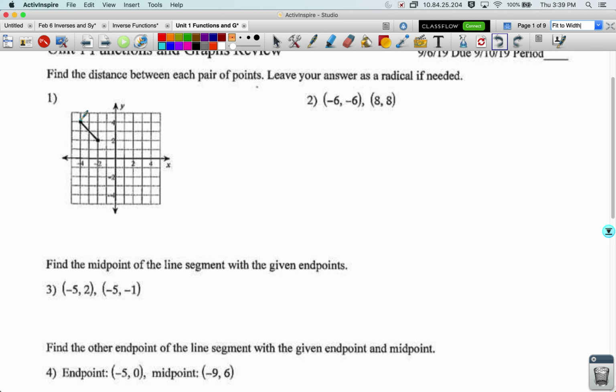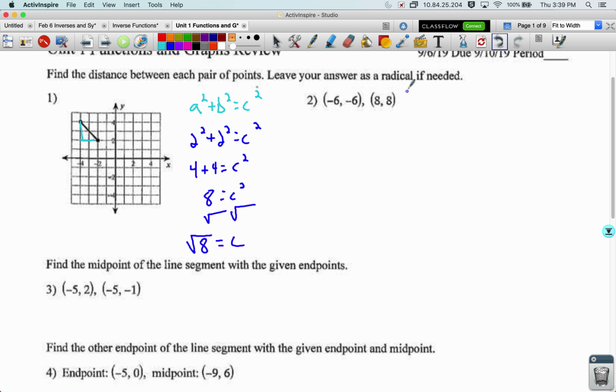So when we have a graph like this, let's just turn it into a right triangle so we can use the Pythagorean theorem. Pythagorean theorem is a squared plus b squared equals c squared, where a and b are the shorter sides of this triangle. We can see that they're 2 units each, so this is 2 squared plus 2 squared equals c squared. 4 plus 4 equals c squared. 8 equals c squared. Take the square root of both sides. And I'm just going to leave my answer like this. The square root of 8 is equal to c.